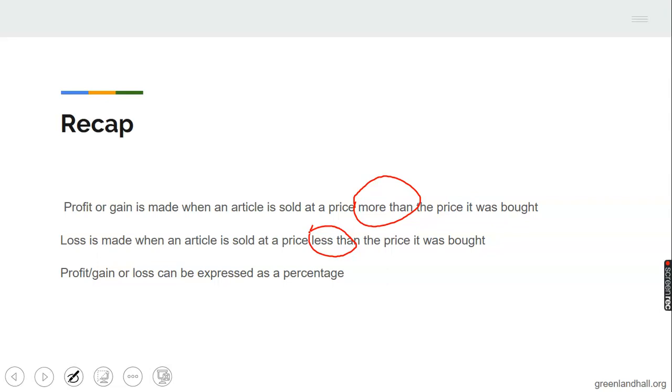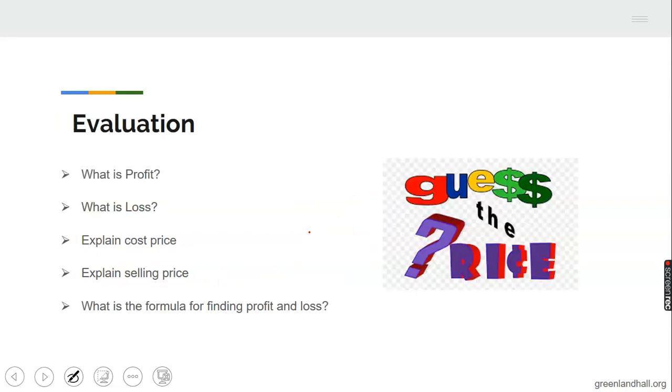I'm sure you have been able to understand clearly this topic today. Now let's come to evaluation. What is profit? More than the cost price. Good. Now what is loss? Less than the cost price. Good. Now what is cost price? The amount of price. Good. Now what is the selling price? Very good. Now, what is the formula for finding profits and loss? Okay, that's very, very good.